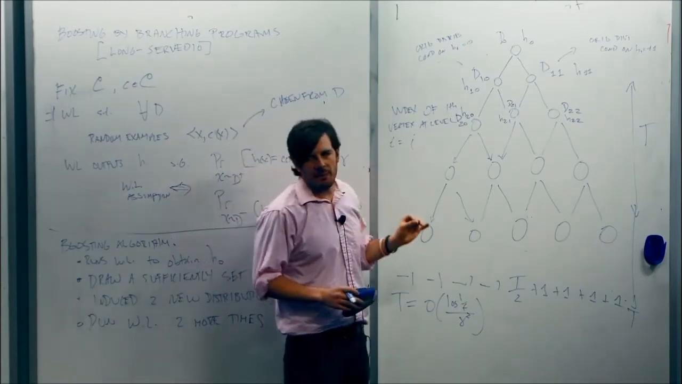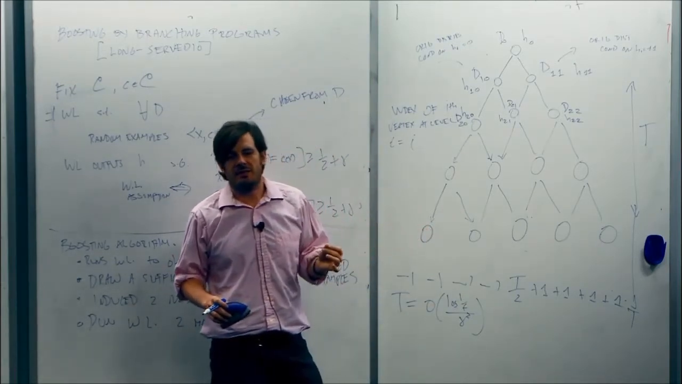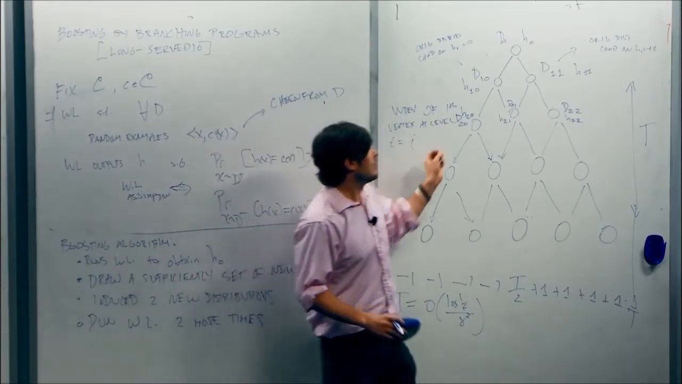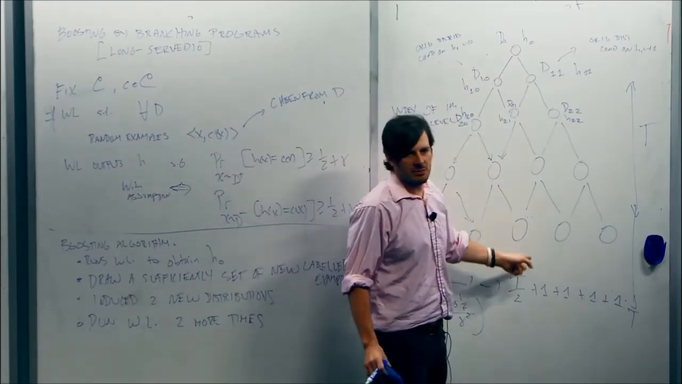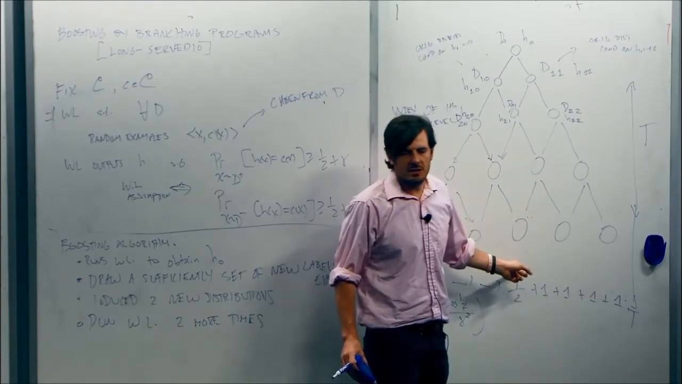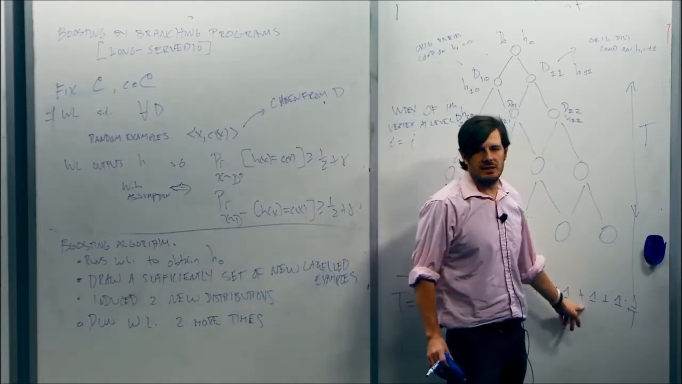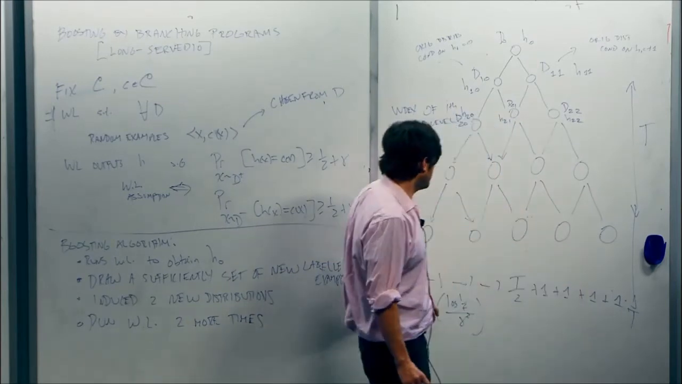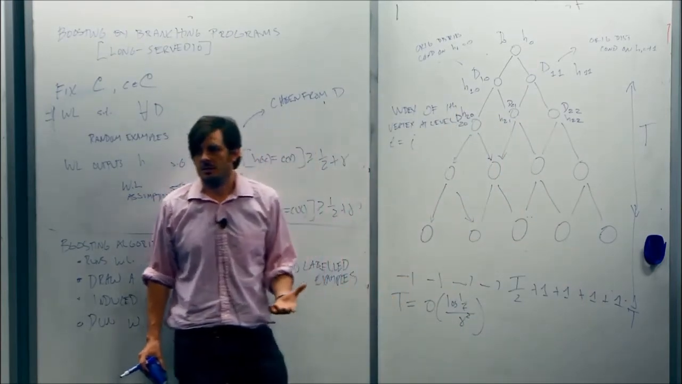If you have a new example, and you want to know how to classify this new example, you just take the path in the branching program according to all of the hypotheses labeled at each interior vertex. And if you end up on the right-hand side here, you say +1. If you end up on the left-hand side, you say -1.